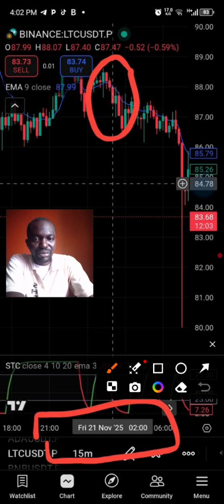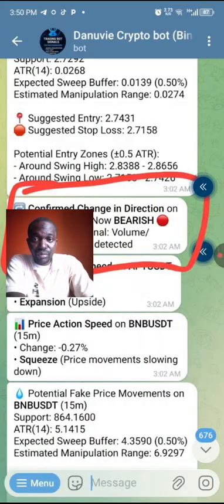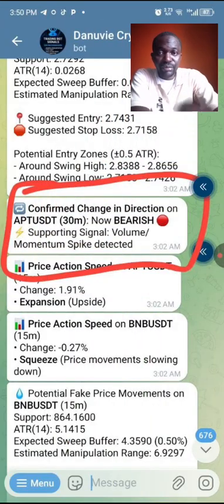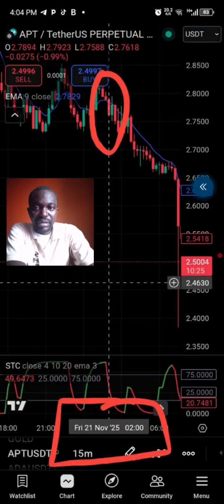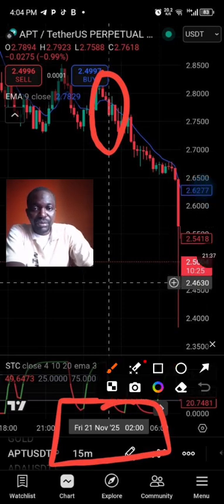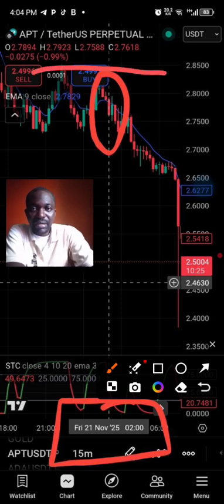Okay, so let's go to the next signal. The next signal will be, bring my camera up here, APT USDT. Okay, so let's look at that one. This is APT USDT. So price was in a sideways direction: down, up, down, up. And when we got here, we have established that this is our resistance level. This right here is our resistance level.